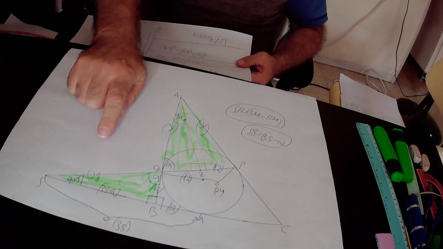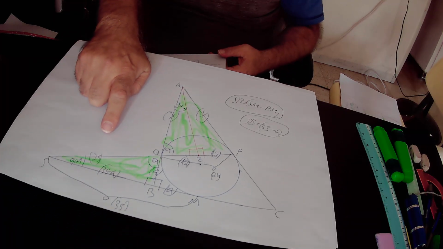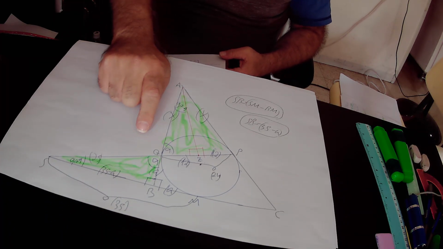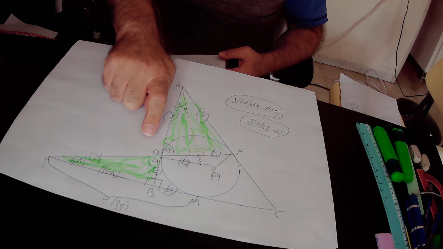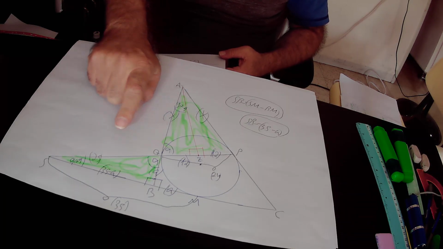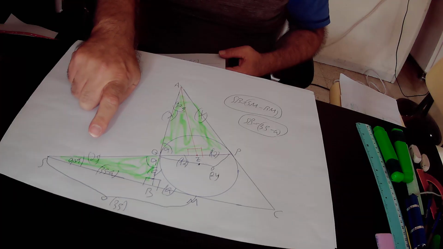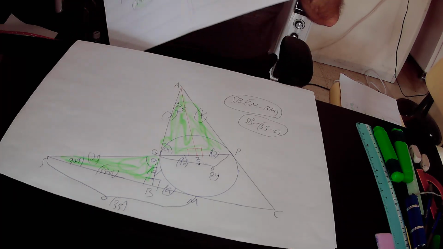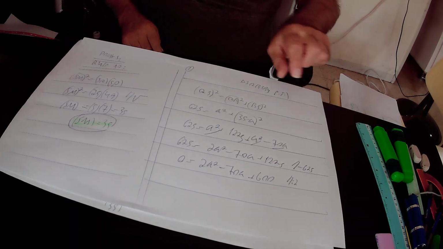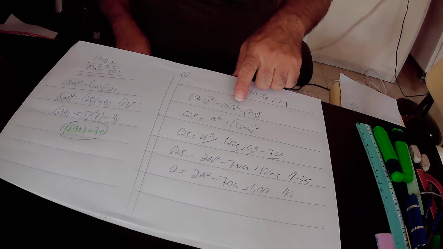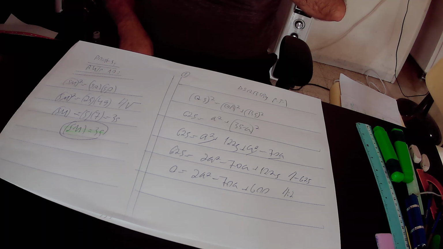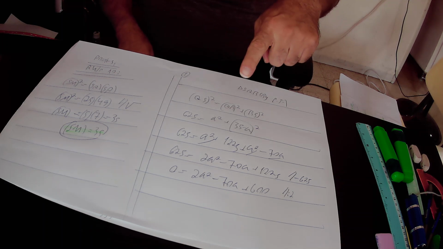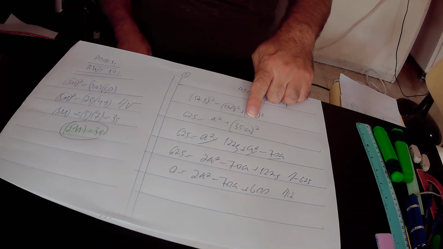QS is 25, therefore QS squared is 25 squared, that is 625. And it equals QB squared. QB is 8, therefore QB squared is 8 squared, plus BS squared. BS is 35 minus a, therefore BS squared is (35 minus a) squared. In total, we find that 625 equals 8 squared plus (35 minus a) squared.